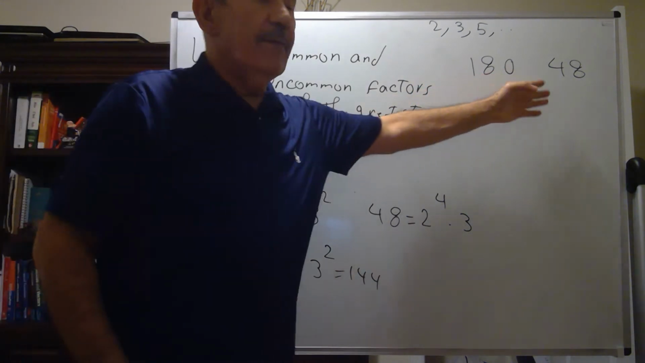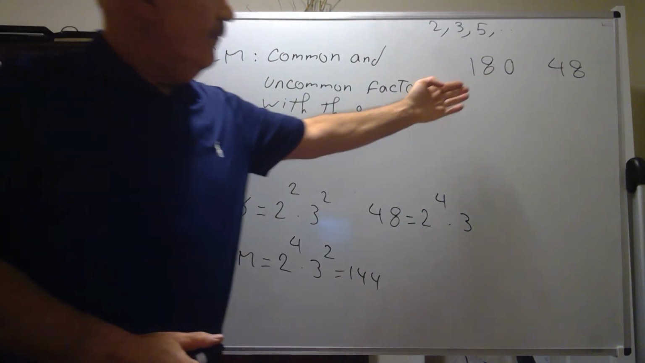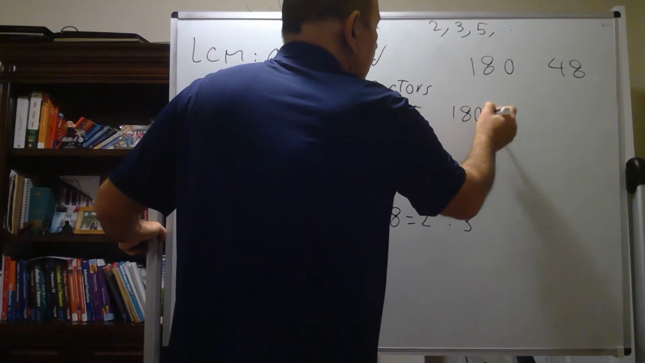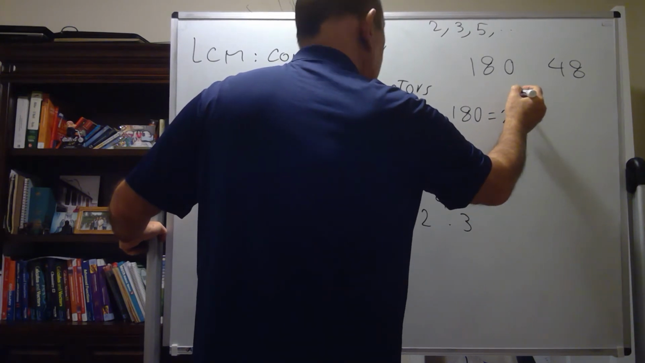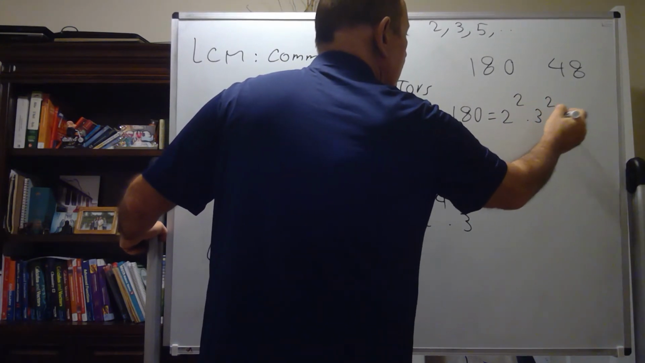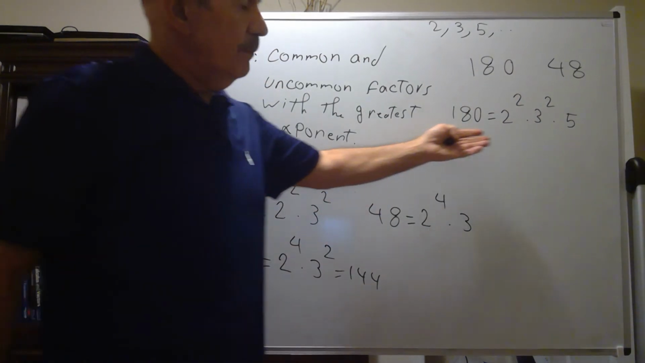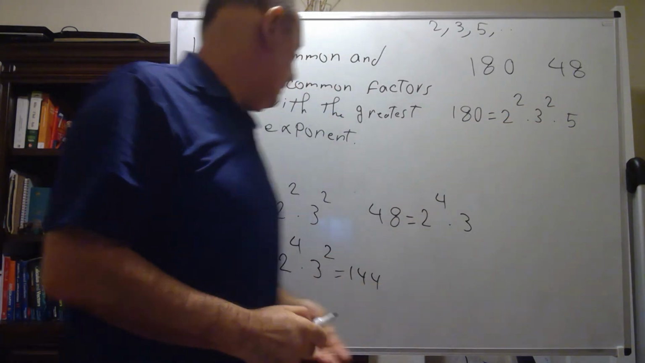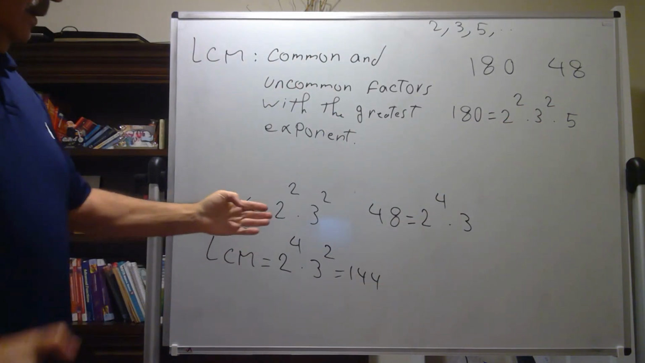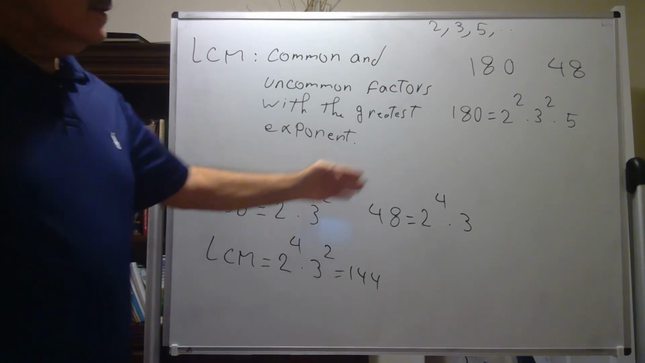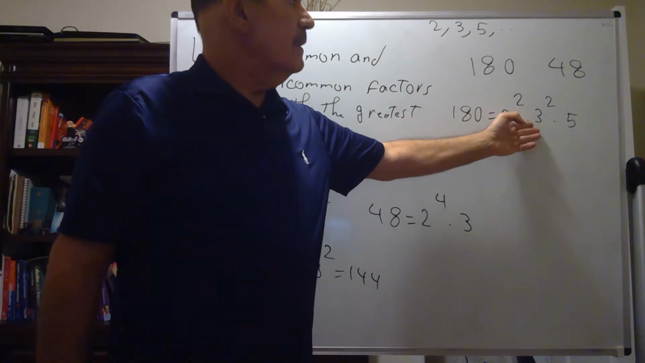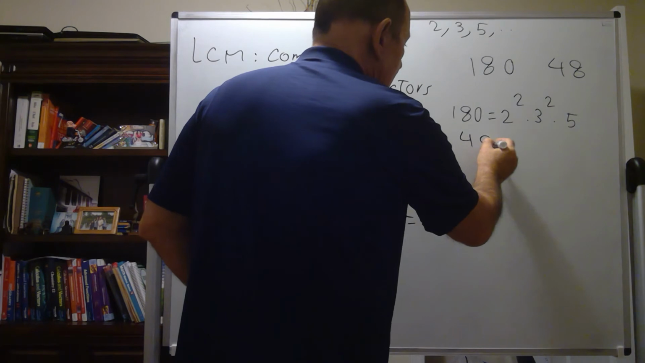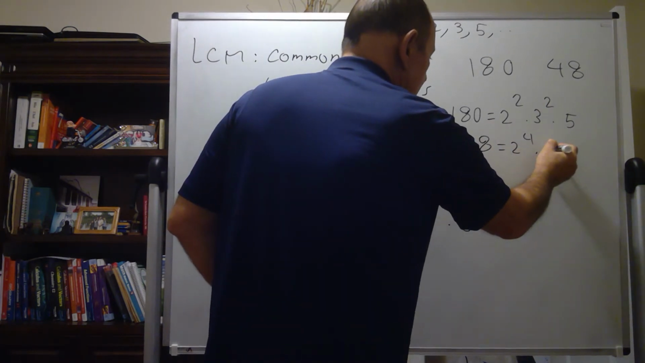If I want to find the common factors of 180 and 48, if I convert 180 to the prime numbers, then 180 is going to be 2 to the power of 2 times 3 to the power of 2 times 5. After converting this one to the prime factors, it is going to be 2 to the power of 2, 3 to the power of 2, and 5. Which is 4 times 9 is 36, times 5 is going to be 180. And 48, we already have them, is 2 to the power of 4 times 3.